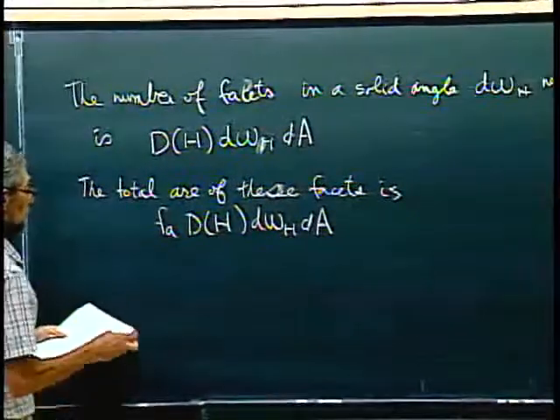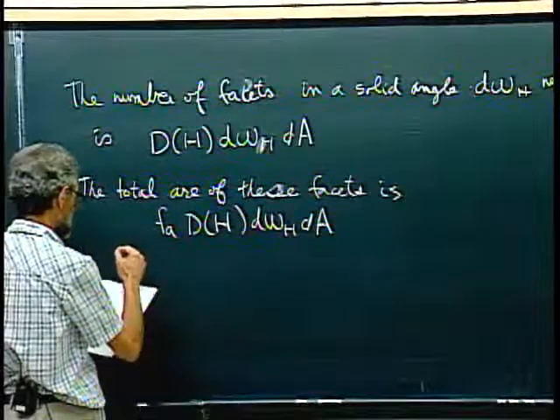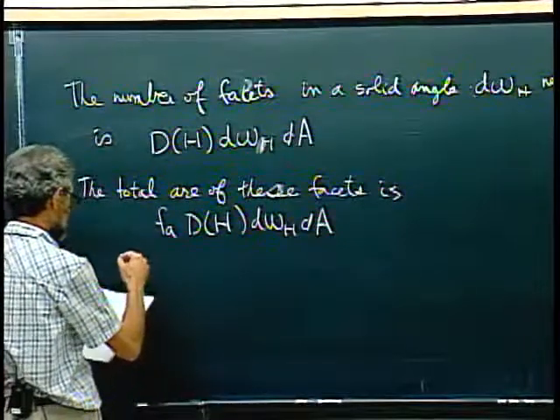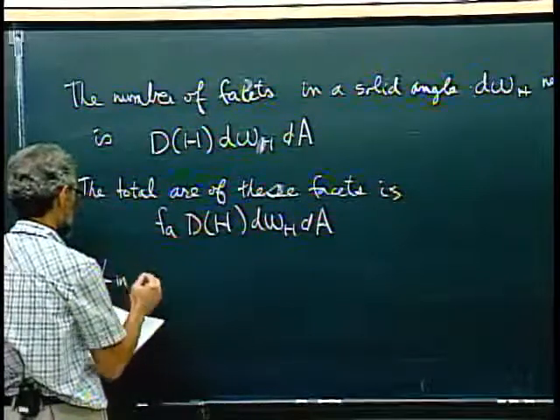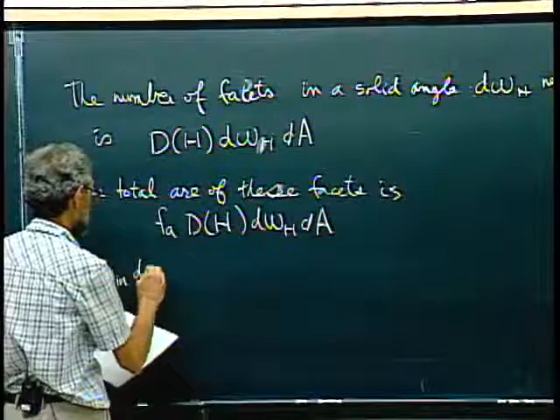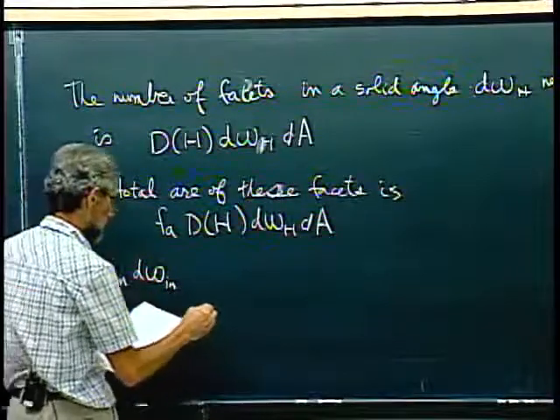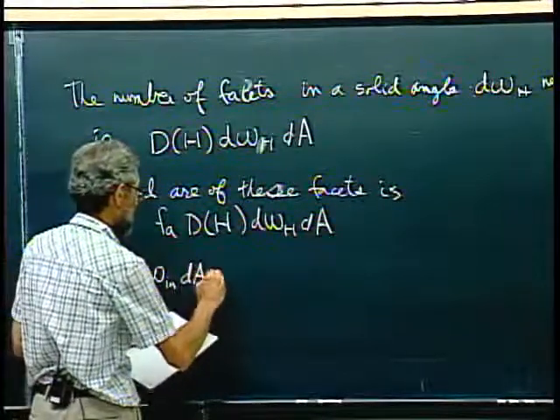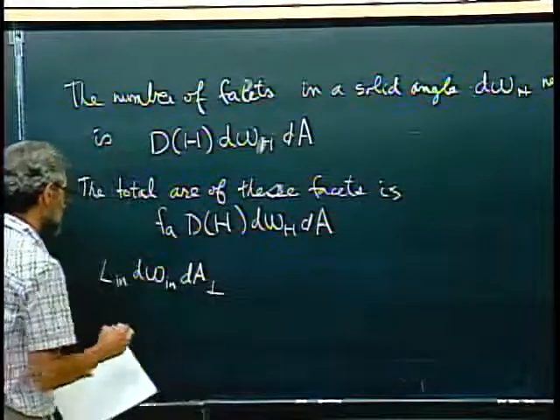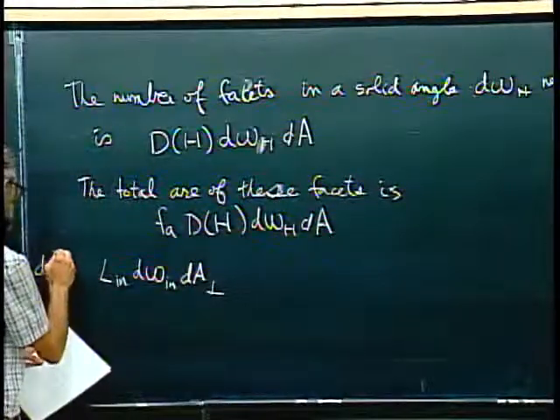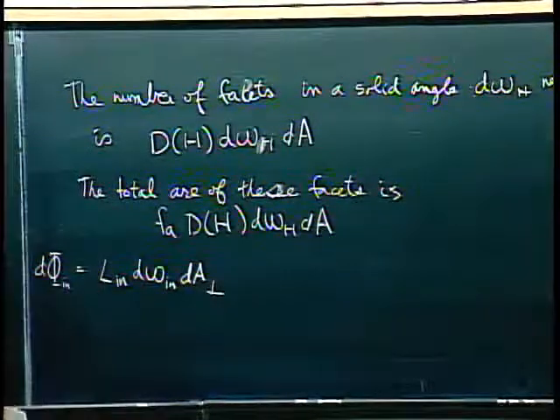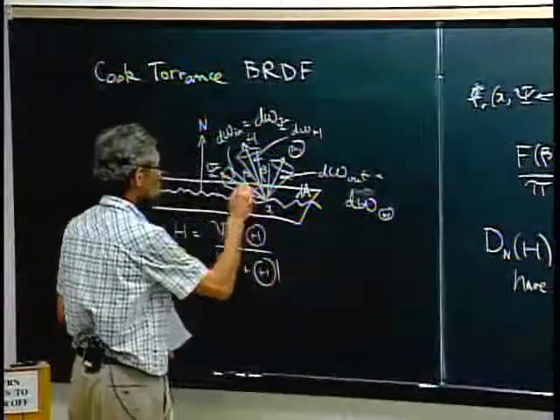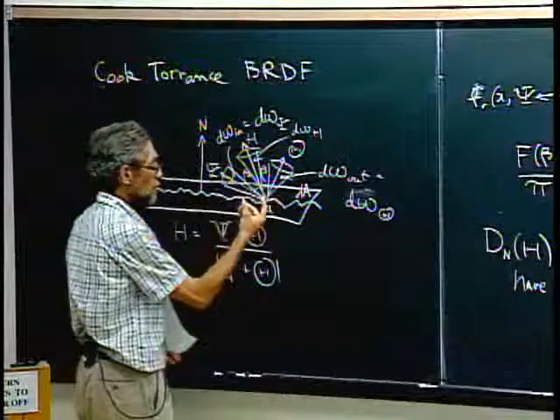So suppose we have incoming flux L in d omega in times dA perpendicular. That's sort of a flux in. And this dA perpendicular is measured perpendicular to this incoming beam.